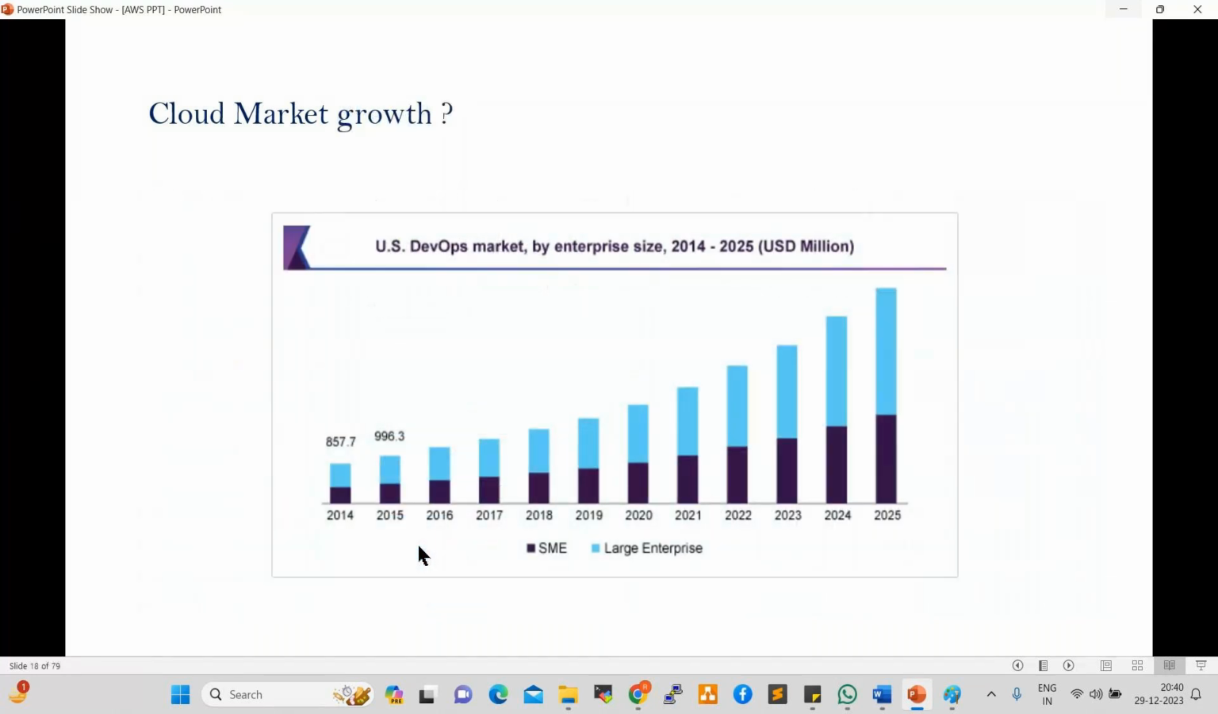I have been working on cloud platforms since 2012. Year on year it is growing like this. For the coming minimum 15 to 20 years, the market would be like this. Cloud market growth: every year projects are increasing, right? So jobs are increasing. The market is growing like this.